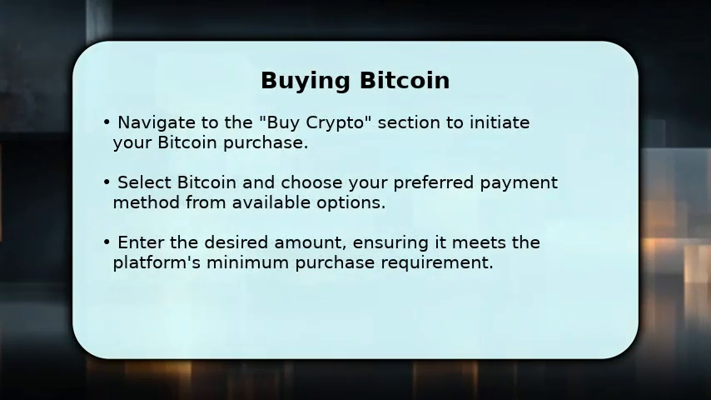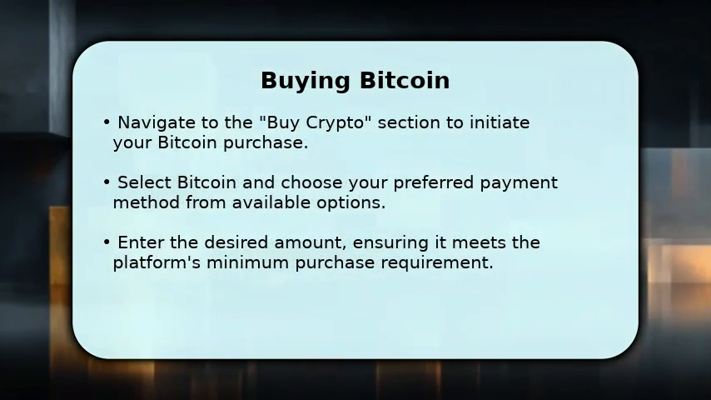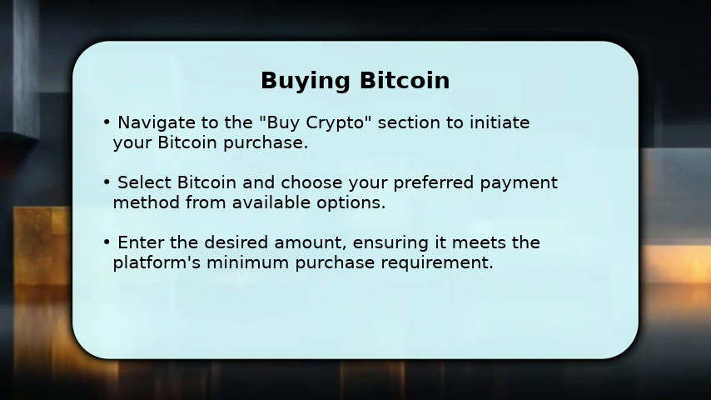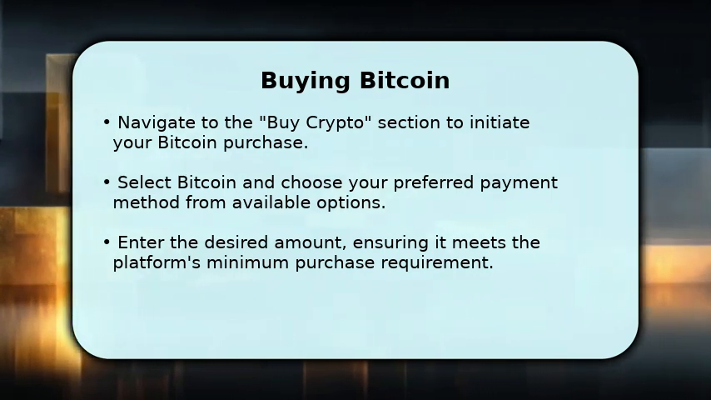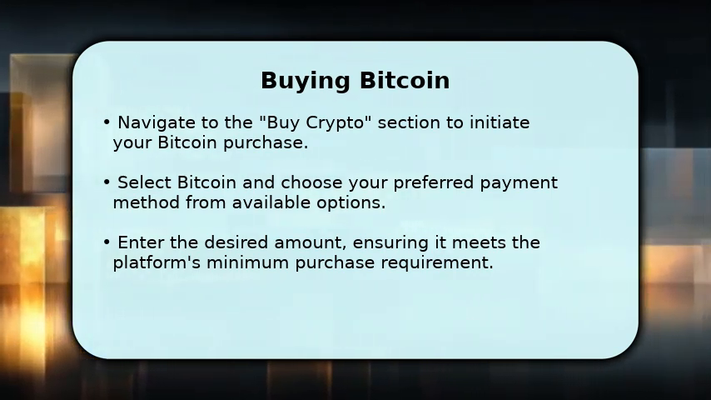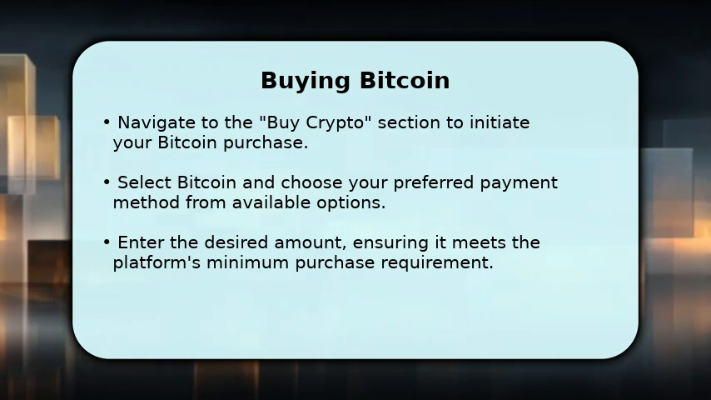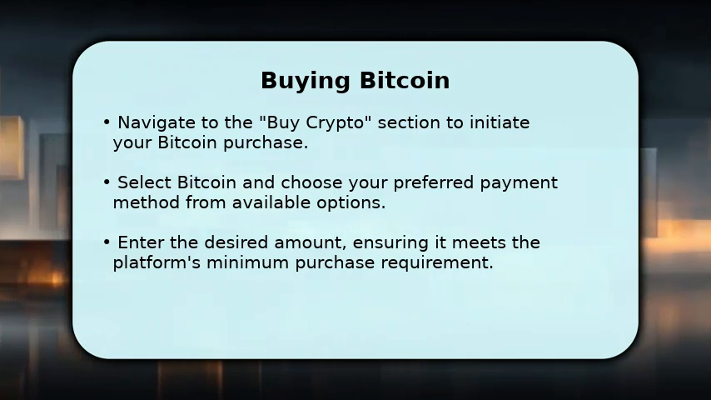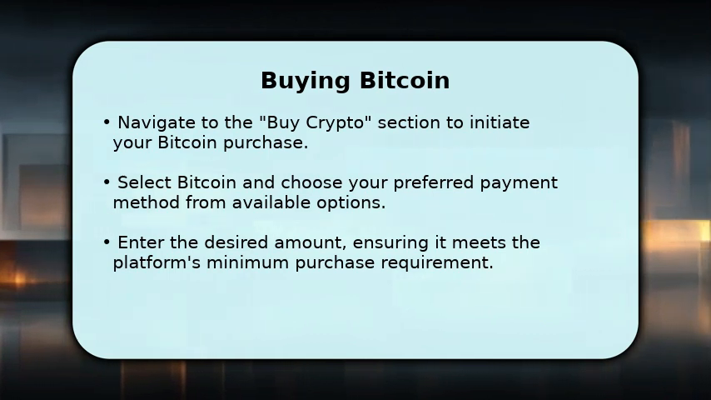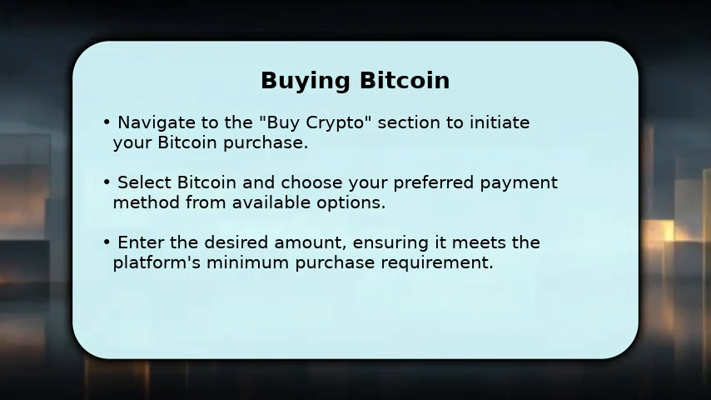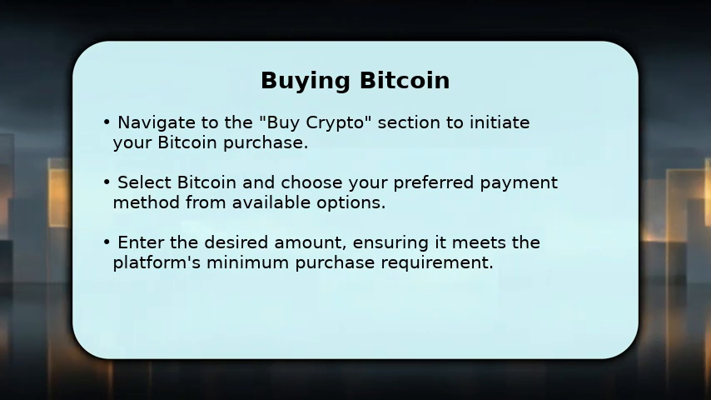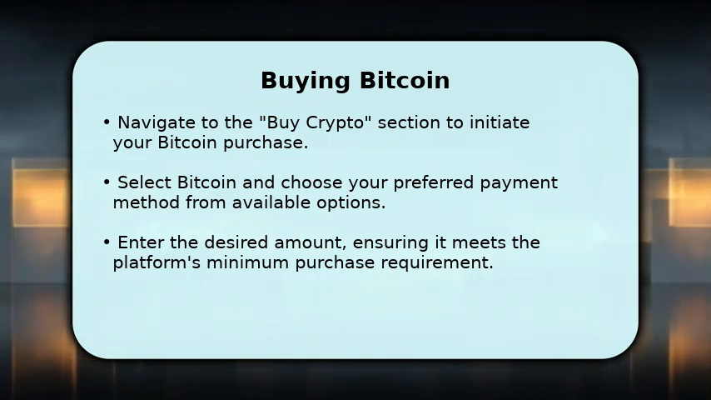Now, let's dive into buying Bitcoin. Head over to the Buy Crypto section on the Binance platform. Here, you can select Bitcoin and choose your preferred payment method, whether it's a bank transfer, credit card, or another option. Simply enter the amount you wish to purchase. The platform will guide you through the process, often with a minimum purchase of around $15.